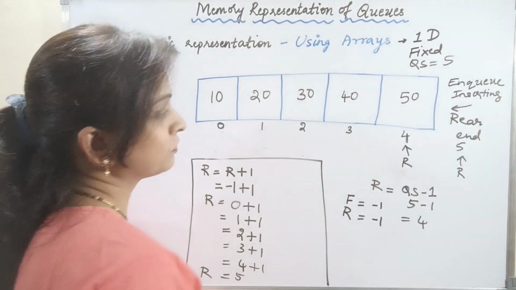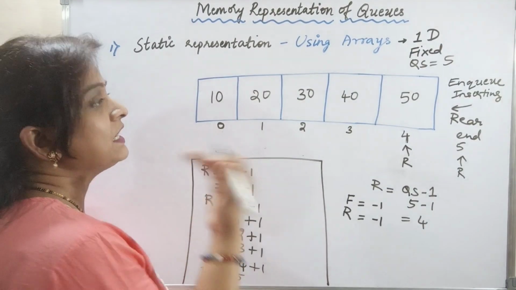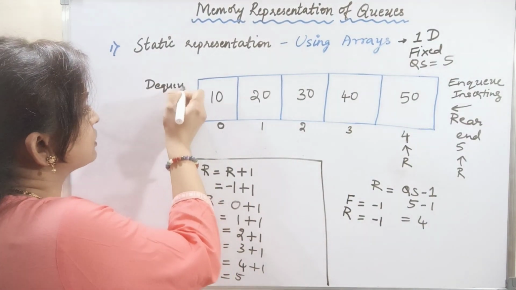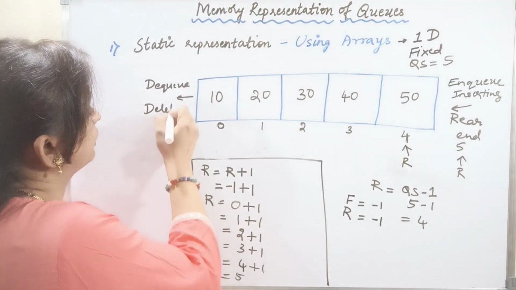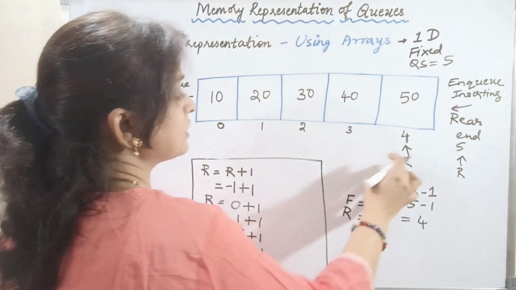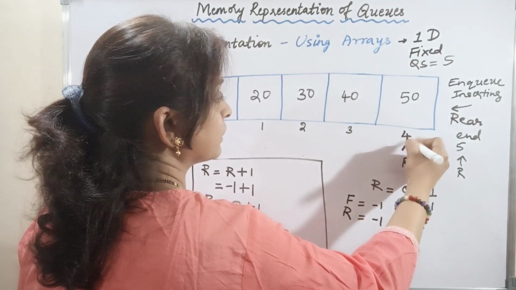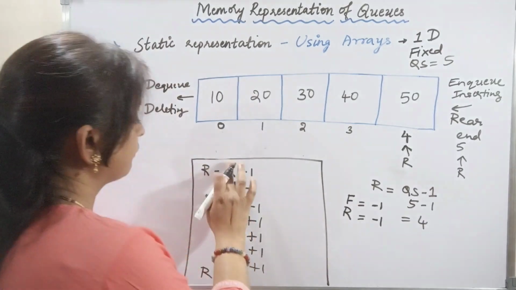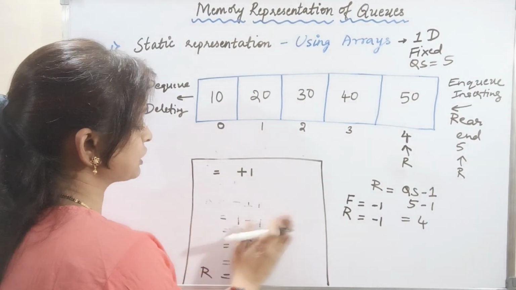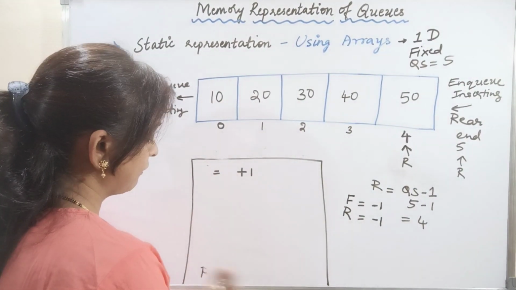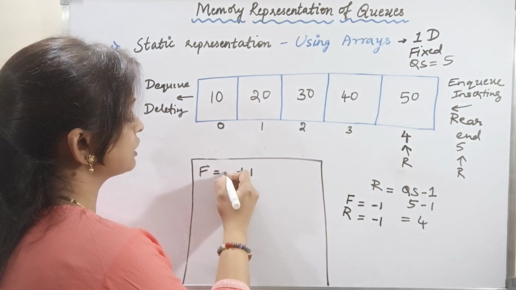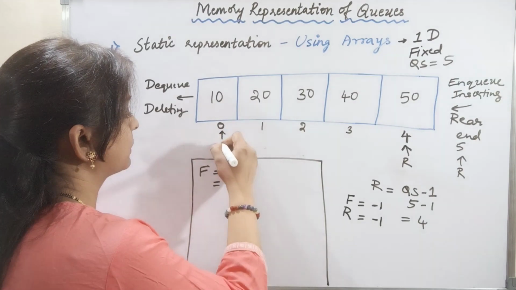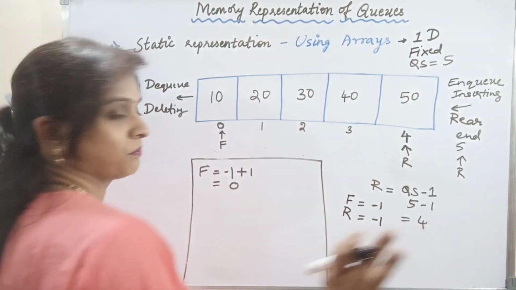Next, we can start deleting the elements. So we can perform the DQ operation. DQ operation means deleting. The rear pointer is pointing to 4, right? Now front is -1. Then I say front equal to front plus 1. It is -1 plus 1 equal to 0. Now front is here, rear is here.